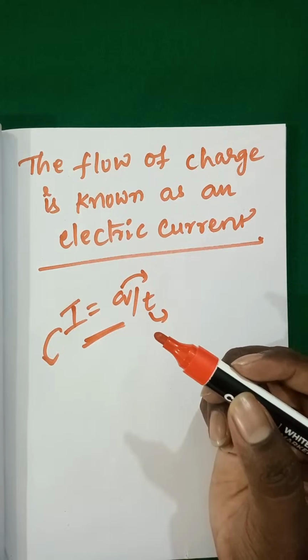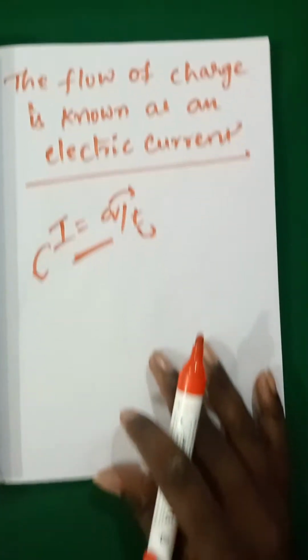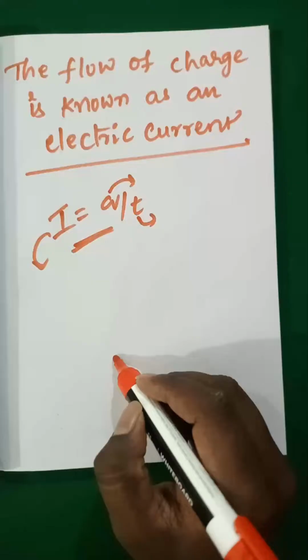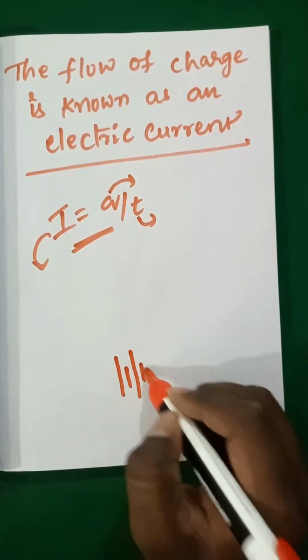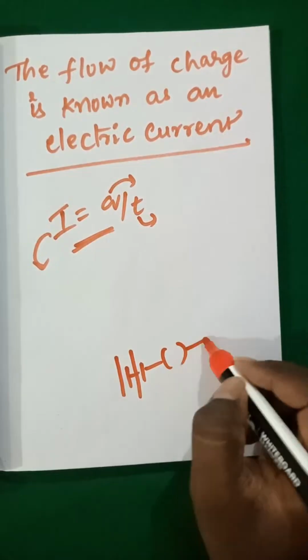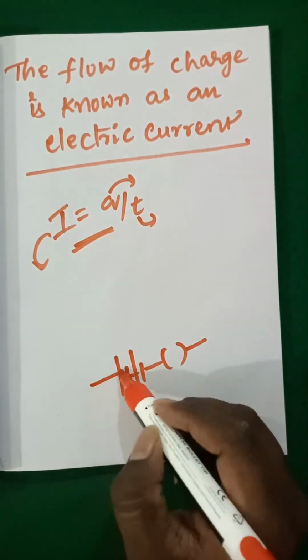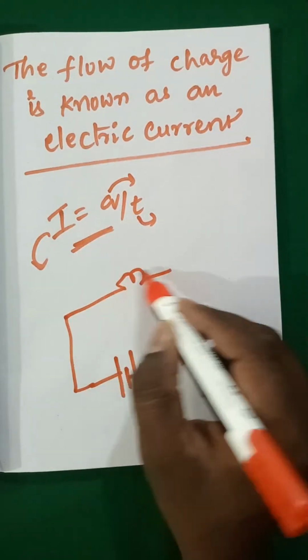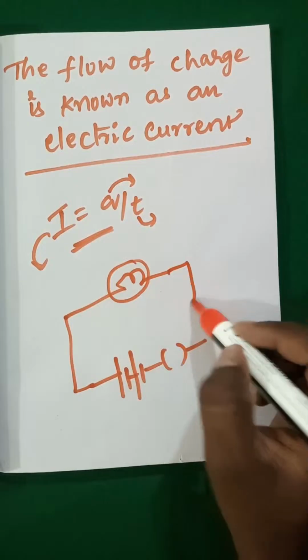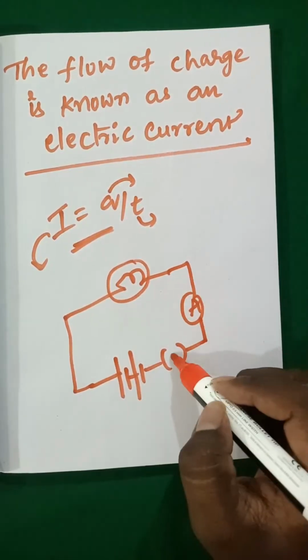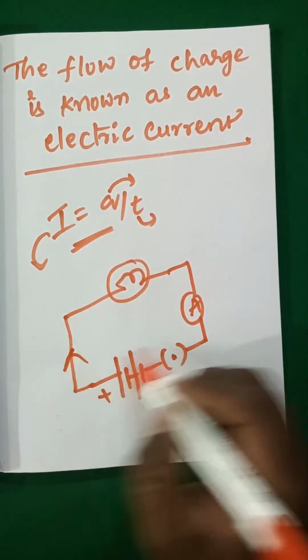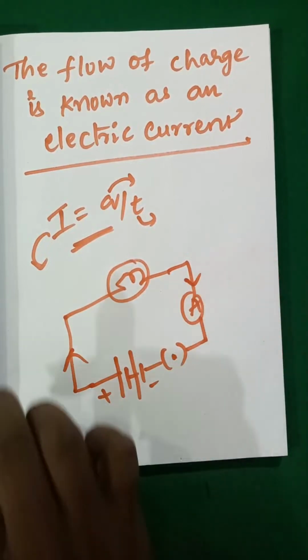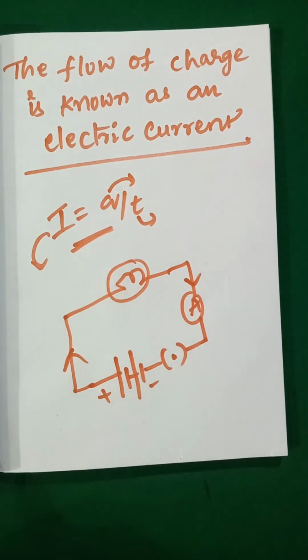Electric circuit: a closed and continuous path of an electric current. So I'm considering here a positive battery. Battery, switch, I'm taking here like this. Here I'm taking the bulb, and the ammeter. Positive terminal, negative terminal, current is flowing. So now you can check. The continuous flow of an electric current is called electric circuit.